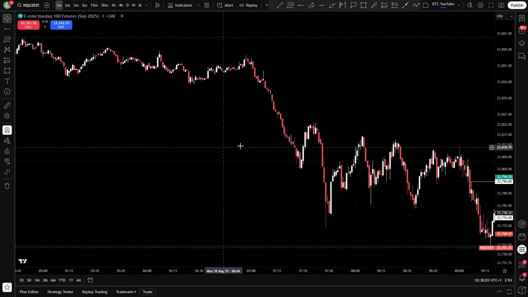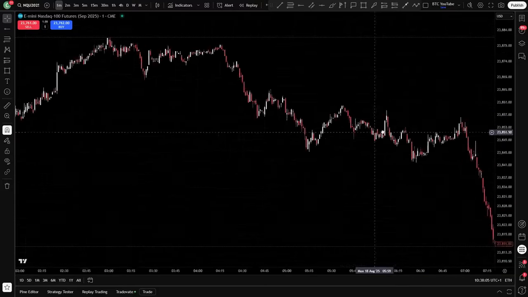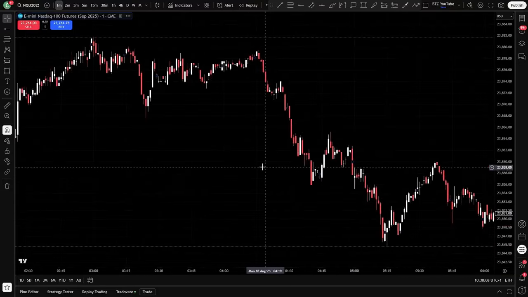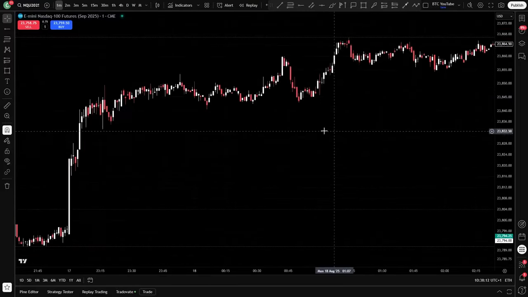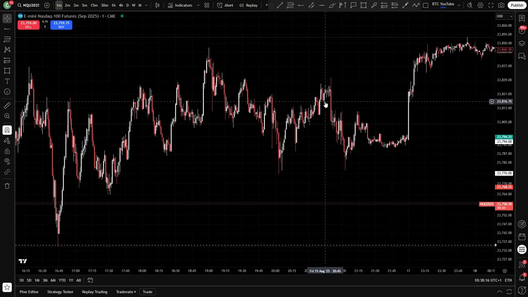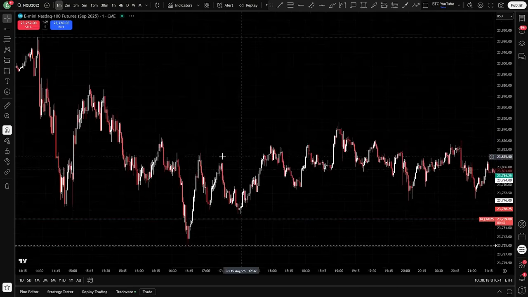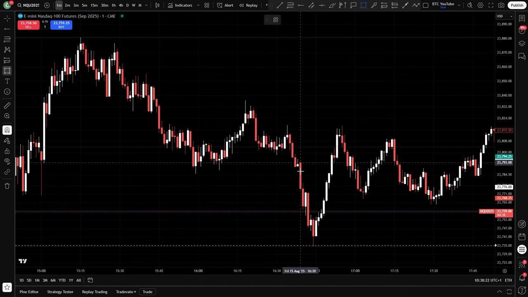Nothing here, just a bit of consolidation, but no major sweeps. You can see throughout the night here, not too much going on. Nothing that I can really see here that would have been anything decent, to be honest. Just a lot of accumulation, a lot of chop, not many decent swings. Have we got one here? This would have been a decent one here.